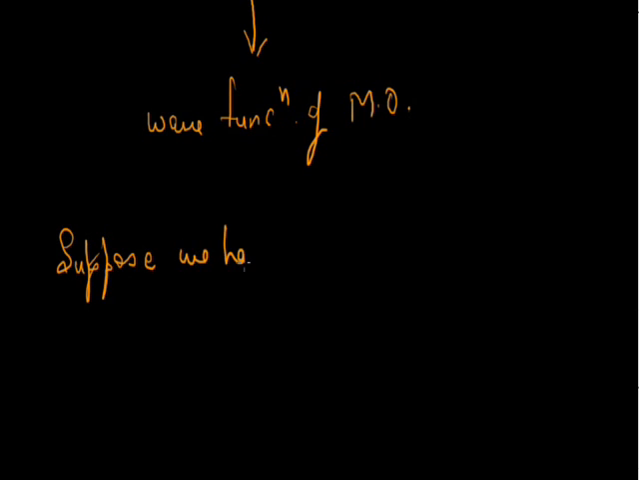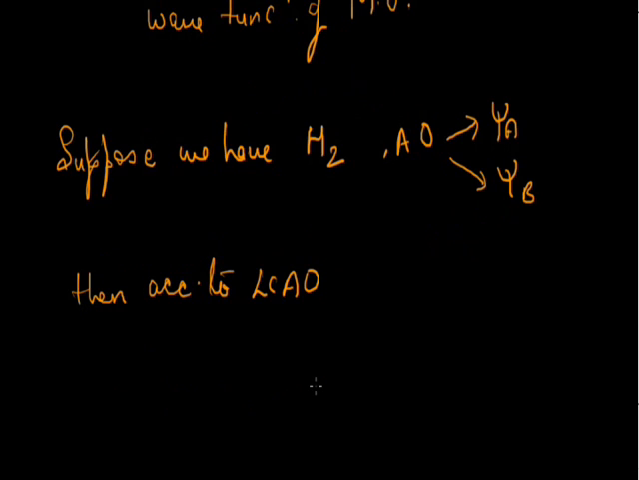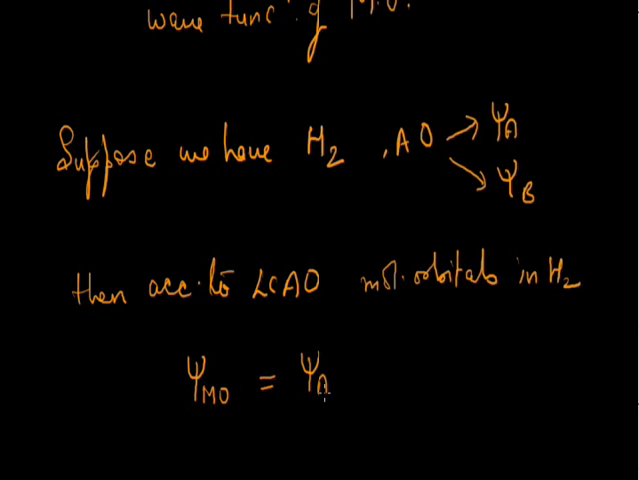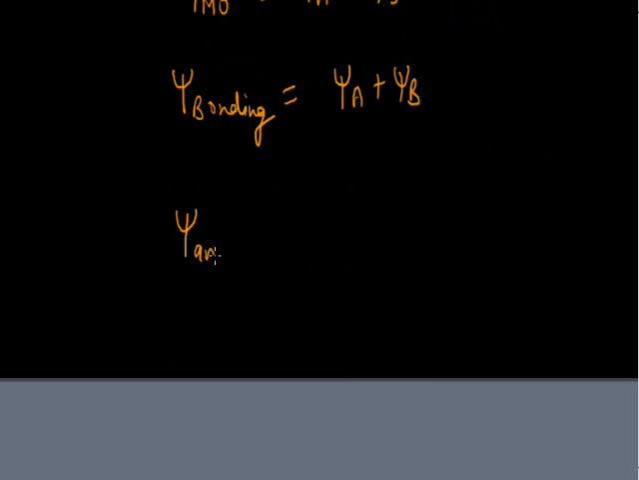Suppose we have a diatomic molecule H2, and its atomic orbital is represented by xi A, and for the second atom by xi B. Then, according to the concept of LCAO, the molecular orbitals in hydrogen can be represented by xi molecular orbital equals xi A plus or minus xi B. For the bonding molecular orbital, xi bonding is equal to xi A plus xi B, and xi anti-bonding is equal to xi A minus xi B.